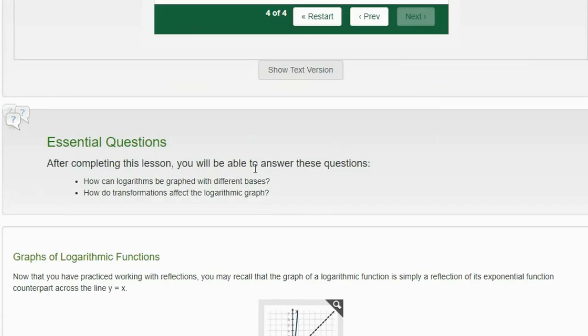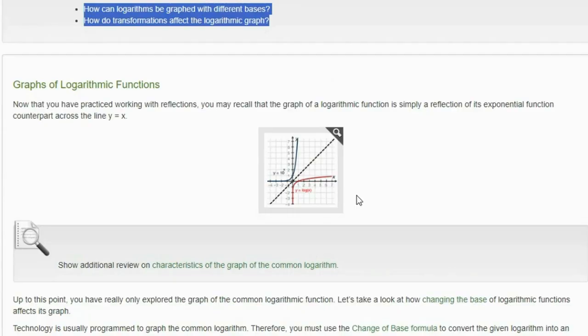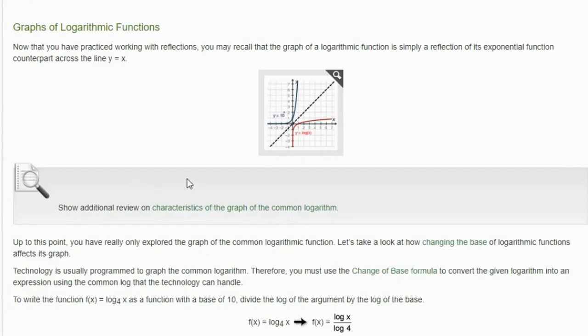So for this lesson, we're going to be able to answer these questions. How can logarithms be graphed with different bases? And how do transformations affect the log graph? So, graphs of logarithmic functions. Now that we've practiced working with reflections, we may recall that the graph of a log function is simply a reflection of its exponential function counterpart across the line y equals x.